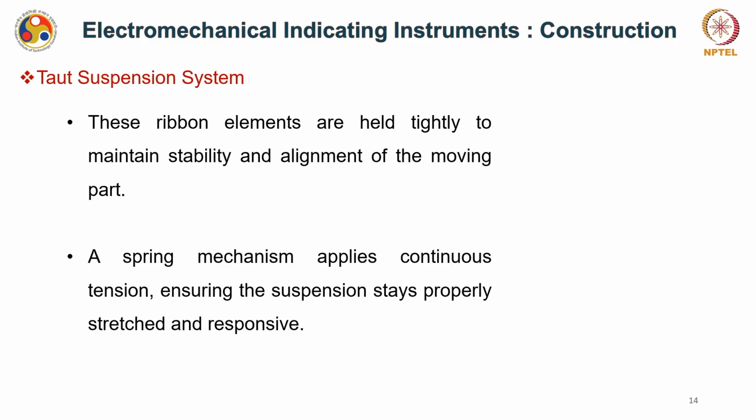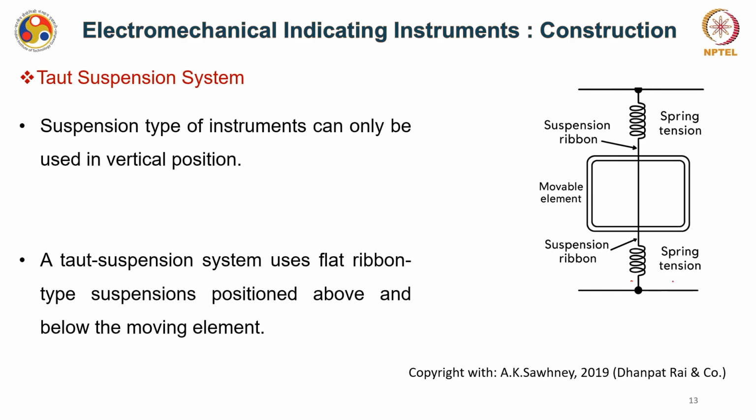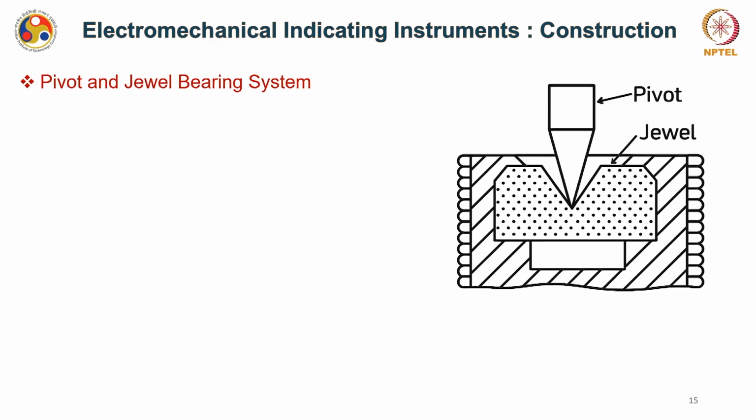Okay. So in this case a spring mechanism applies continuous tension, which ensures the suspension stays properly stretched and responsive even in unbalanced conditions. Okay. So you can see these springs which are providing the tension required in the taut suspension kind of system. Alongside the suspension system, you usually have a pivot and jewel bearing kind of system.